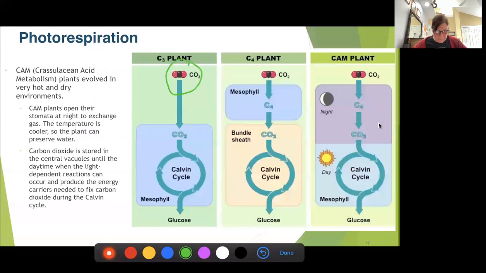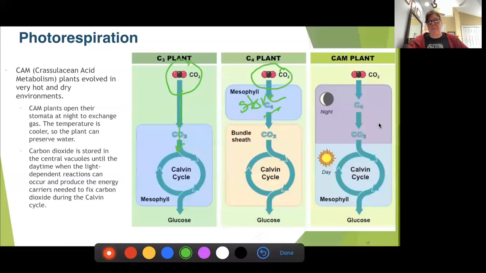So here's C3. C3, we're just going to go through our normal process. We're going to take in our carbon dioxide, go through the Calvin cycle. C4, notice they've compartmentalized now in their mesophyll versus their bundle sheath cells. They're going to do a Calvin cycle in their bundle sheath cells. They're going to do C4 in the mesophyll, and they're going to take in the CO2 and store it as a 4-carbon molecule.